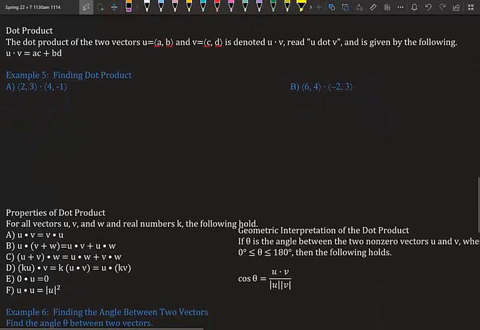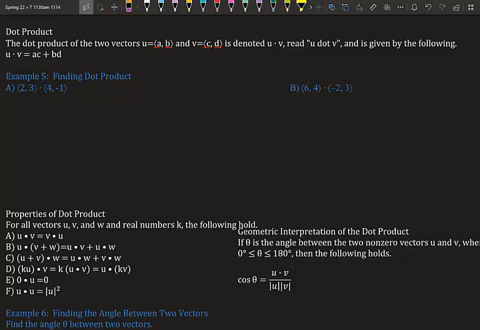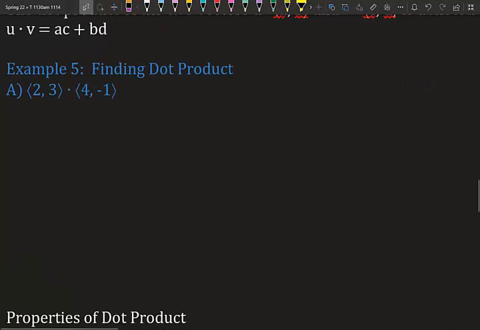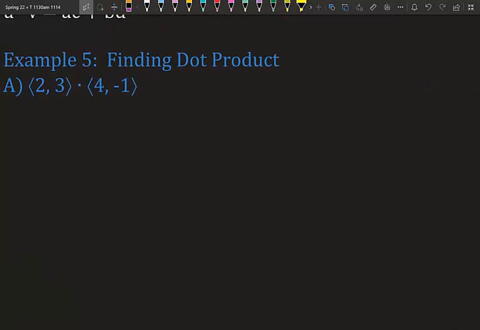Dot product. The dot product of two vectors U, A, B, V, C, D is denoted U dot V. That's read U dot V. And it's given by the following. U dot V is the same thing as AC plus BD. So let's find the dot product of each. So we want to find the dot product, which stands for U dot V. So U dot V, we multiply A, B, C, D. So it goes first with first, second with second. So A times C, B times D, and we add them together.